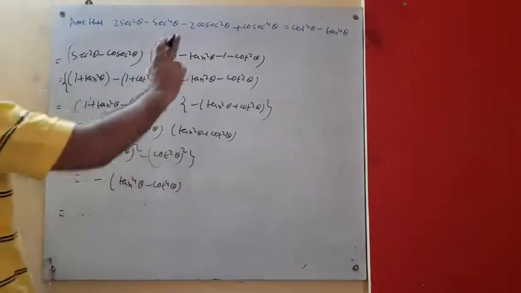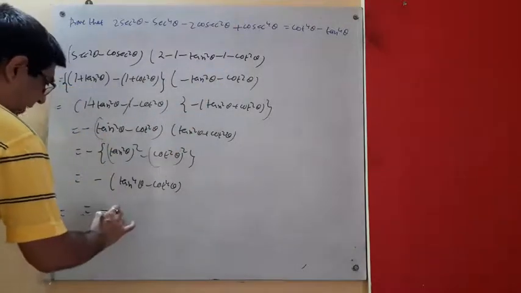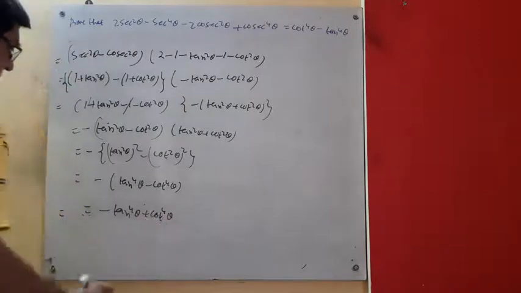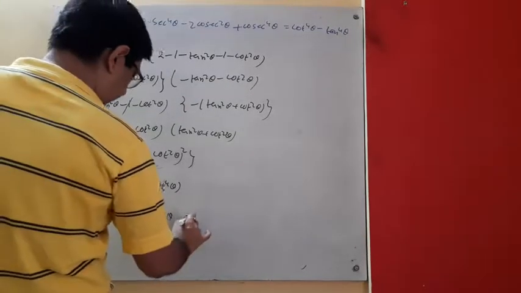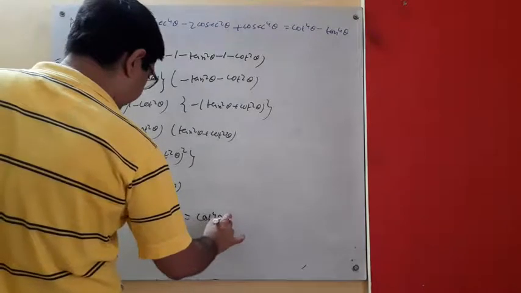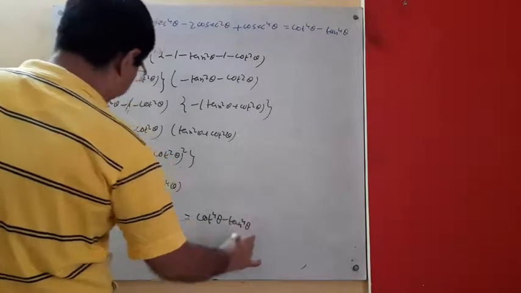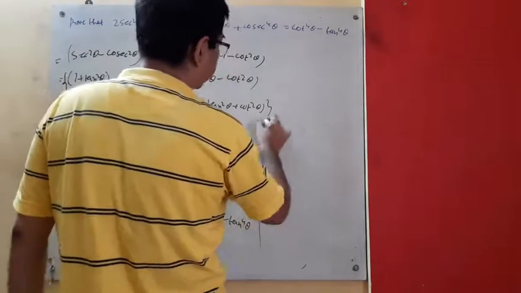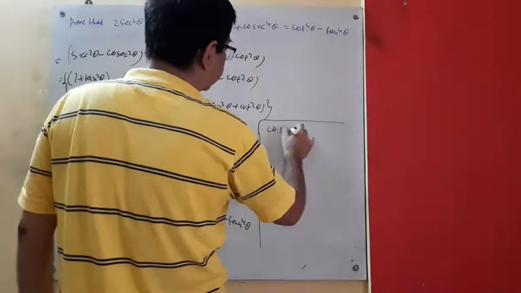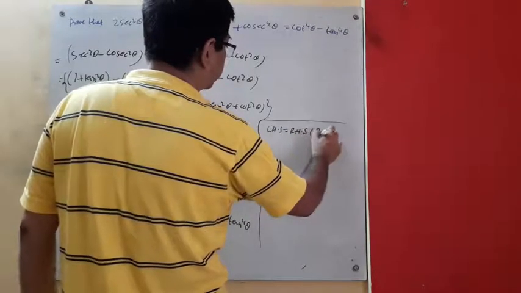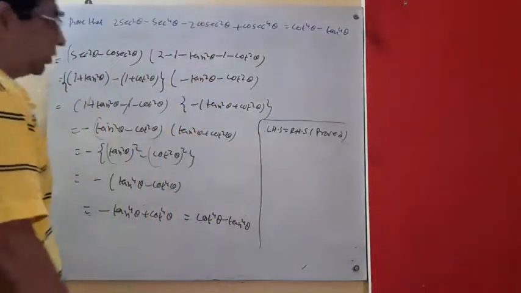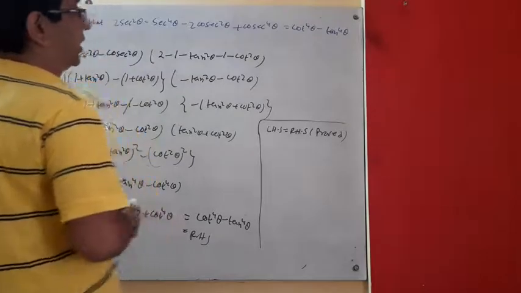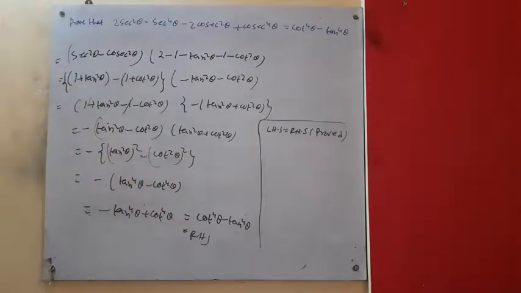But what do we have to prove? Look, this is coming minus tan to the power 4 theta plus cot to the power 4 theta. That is equal to cot to the power 4 theta minus tan to the power 4 theta, right? It's coming. Therefore, LHS equal to RHS. Look, this is RHS. So LHS equal to RHS proved. Okay, so very easy one.